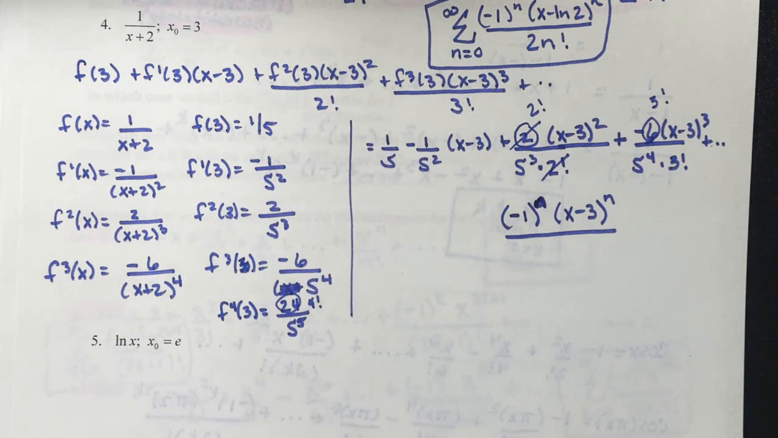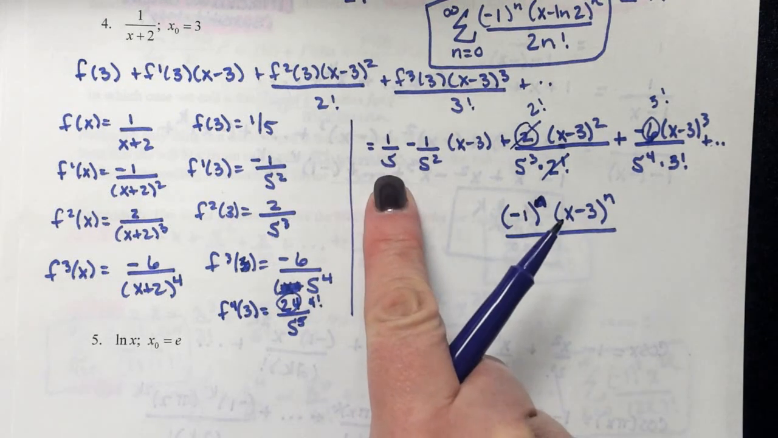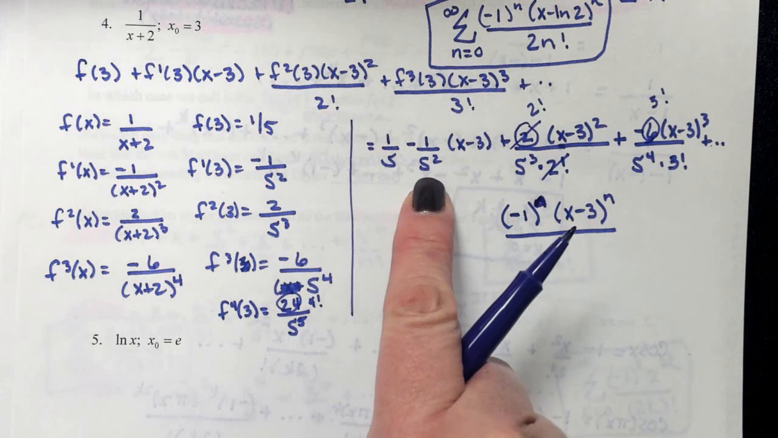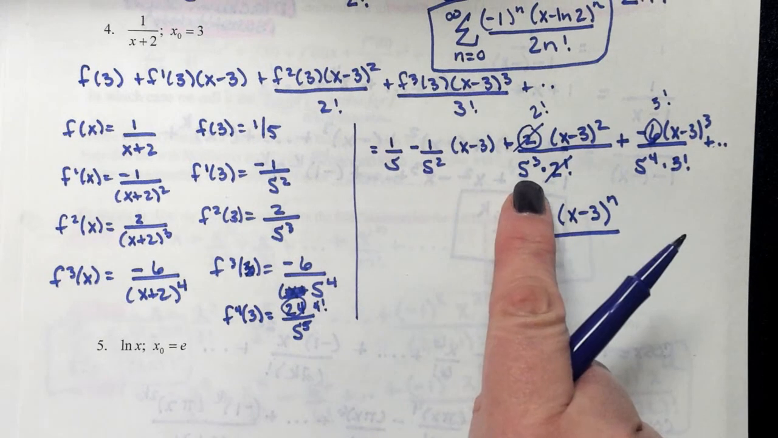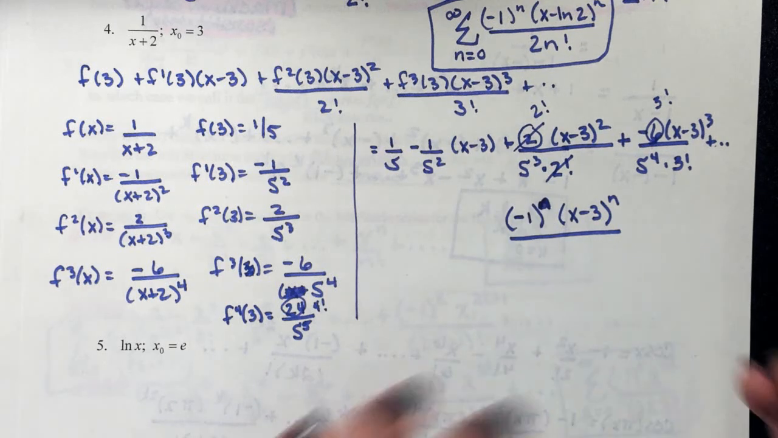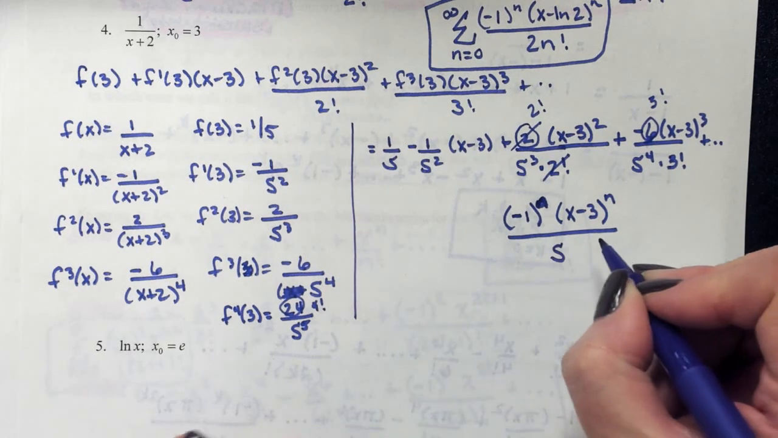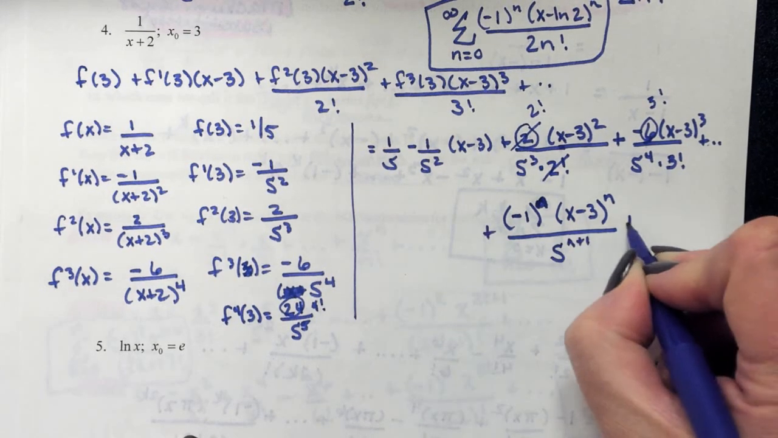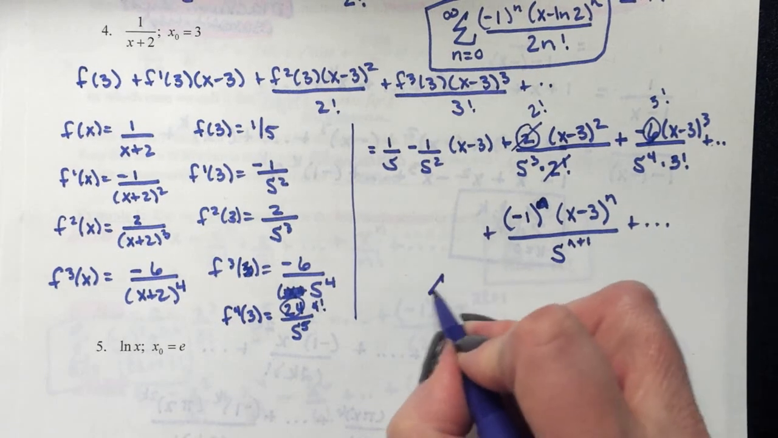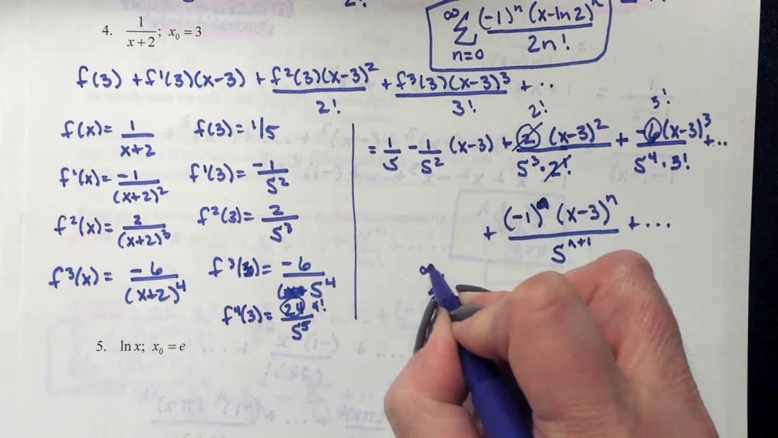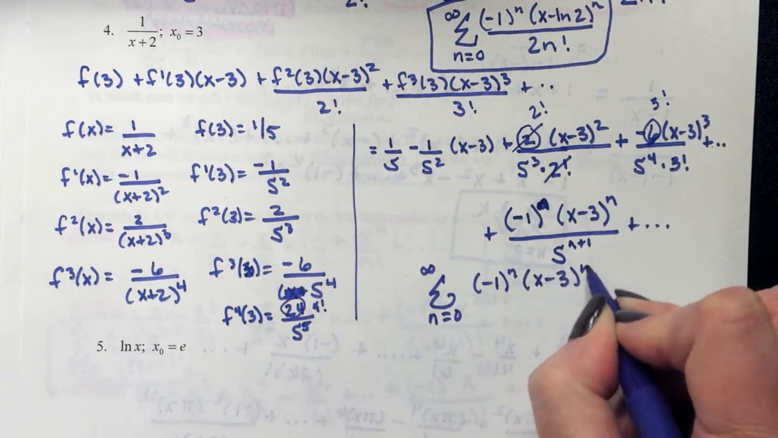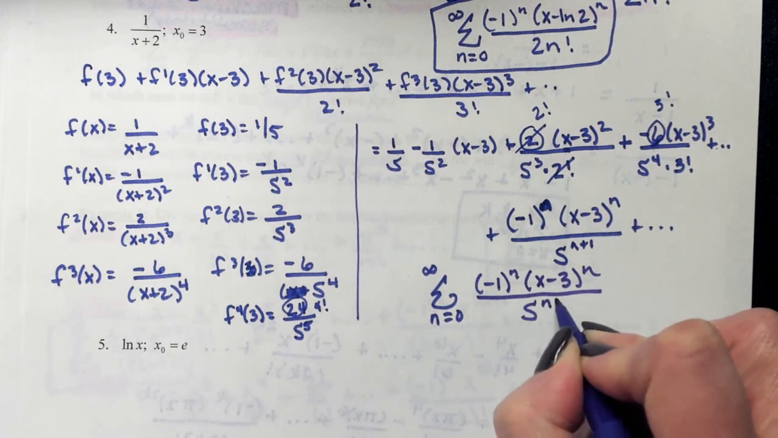Now, let's take a look, ladies and gentlemen, at what the denominator is going to look like. Remember, I'm starting with the 0th term. So I have a 5 to the first in my 0th term. I have a 5 to the second when n is equal to 1. I have a 5 to the third when n is equal to 2. So what is that exponent going to be then for 5? It's not going to be n, but it's going to be a what? N plus 1. So then to place this in sigma notation, it's going to be n is equal to 0 to infinity, -1 to the nth, x minus 3 to the nth, all over 5 raised to the n plus 1.